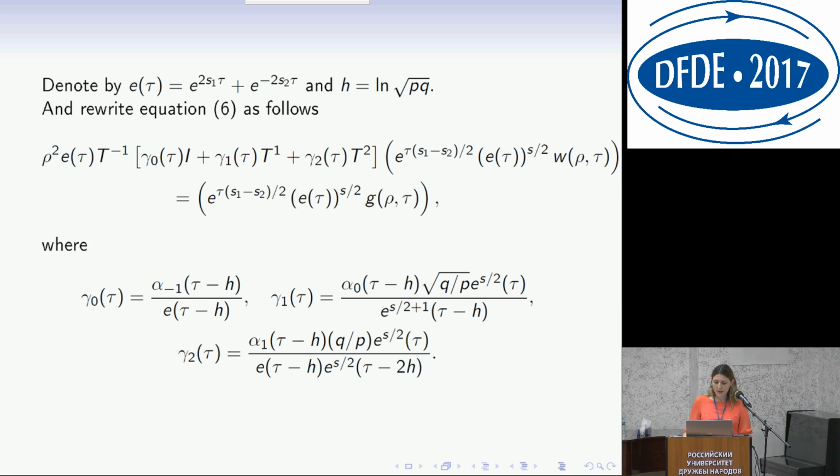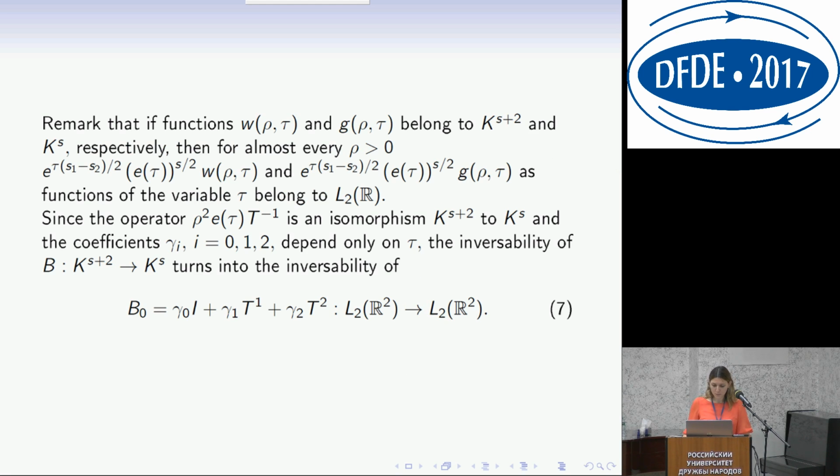Denote by E and by H these functions and this parameter, and let us rewrite equation 6 as follows. Here we can see the same weight that we saw in the norm of the space Ks. And this allows us to go to the Lebesgue space. So now we could consider the invertibility of this operator B0 in the Lebesgue space L2.